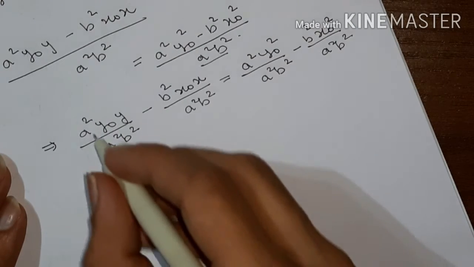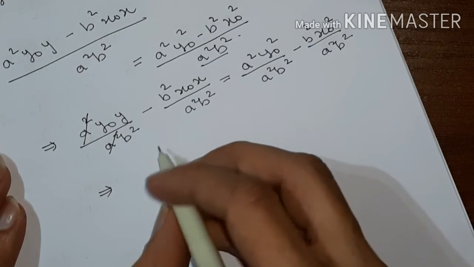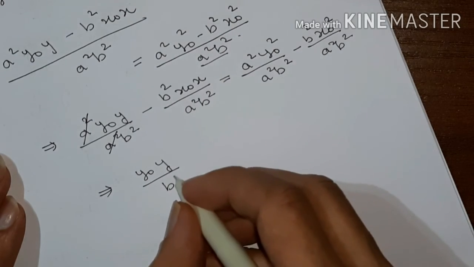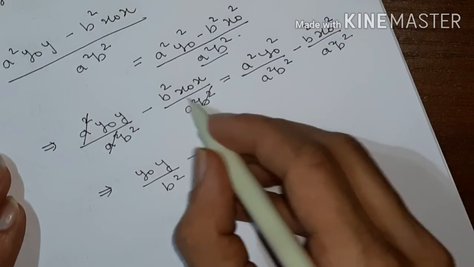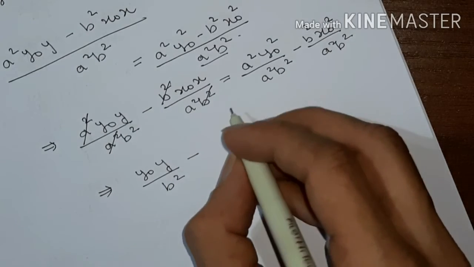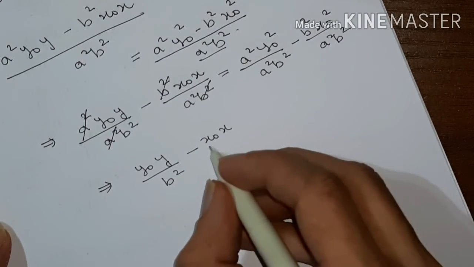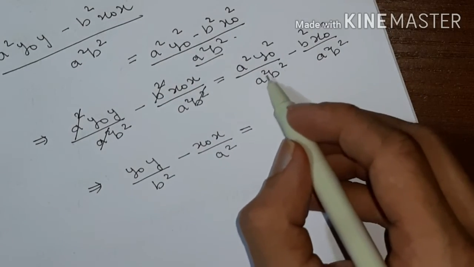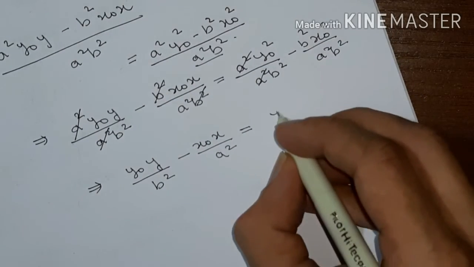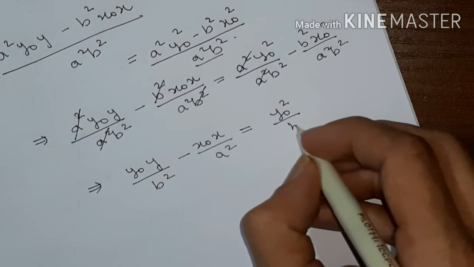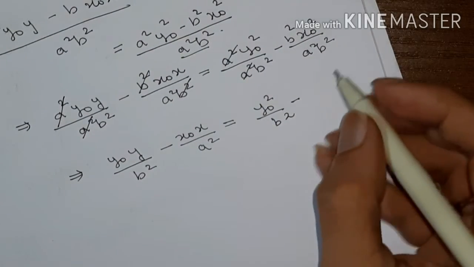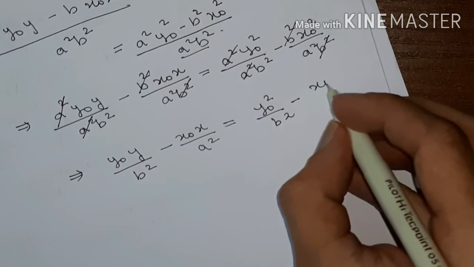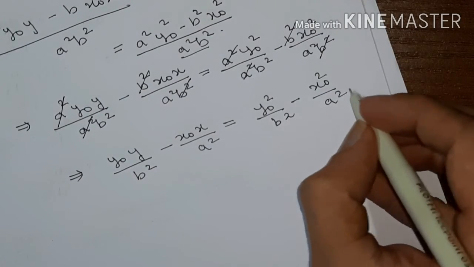Okay, so here a square and a square get cancelled. You will get y naught y divided by b square minus, b square and b square get cancelled, you will get x naught x divided by a square, which is equal to, a square and a square get cancelled, you will get y naught square divided by b square minus, here b square and b square get cancelled, you will get x naught square divided by a square.